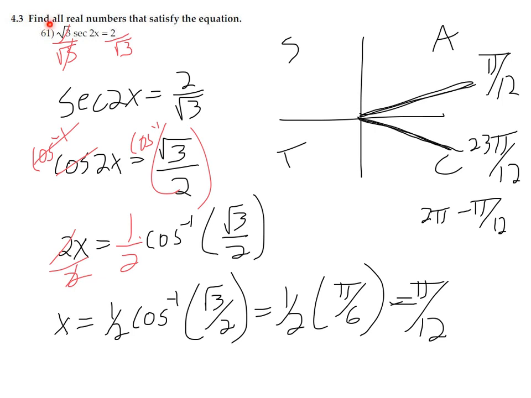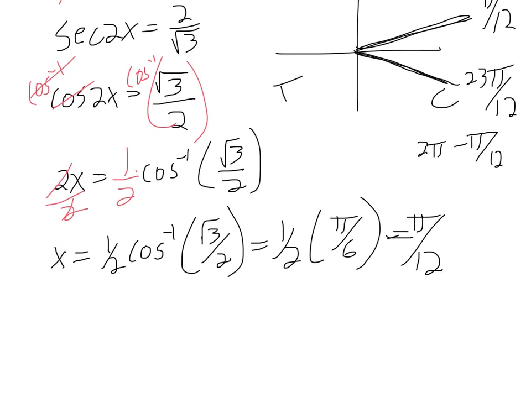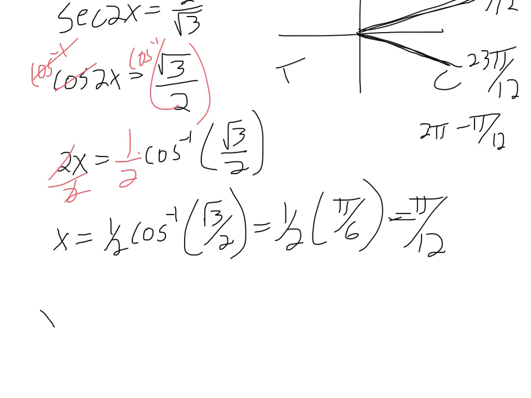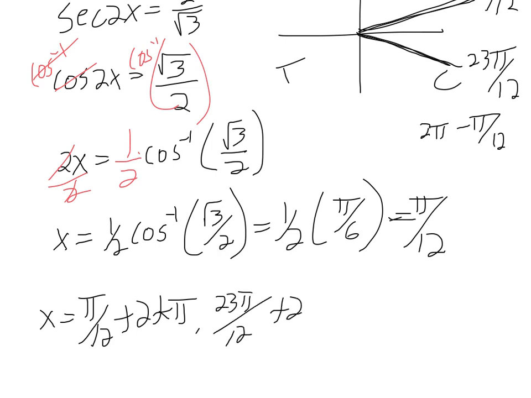And to get all, again, we're looking for all real numbers, we need all of these forevermore. That's pi twelfths plus 2k pi, and we need 23 pi twelfths plus 2k pi. Those are going to be our solutions. Let's write them down. So x equals pi twelfths plus 2k pi and 23 pi twelfths plus 2k pi. And you might also write where k is an integer.